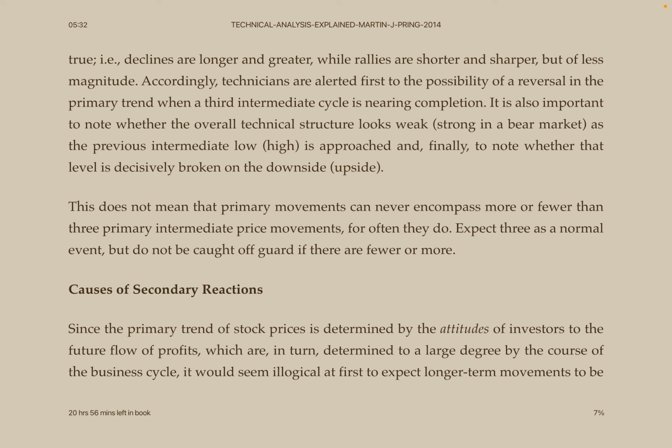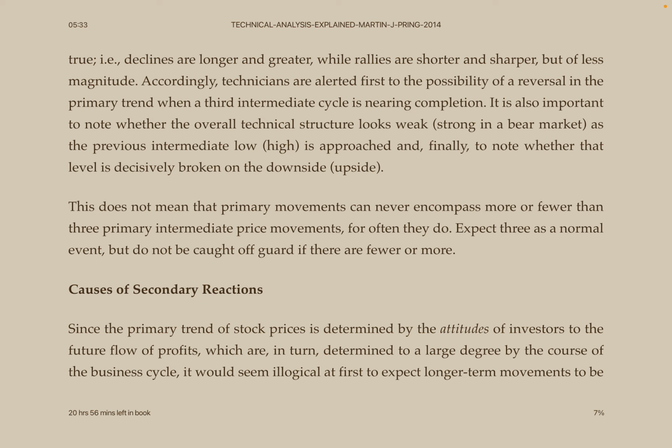It is also important to note whether the overall technical structure looks weak, or strong in a bear market, as the previous intermediate low or high is approached, and finally to note whether that level is decisively broken on the downside or upside. This does not mean that primary movements can never encompass more or fewer than three primary intermediate movements, for often they do. Expect three as a normal event, but do not be caught off guard if there are fewer or more.